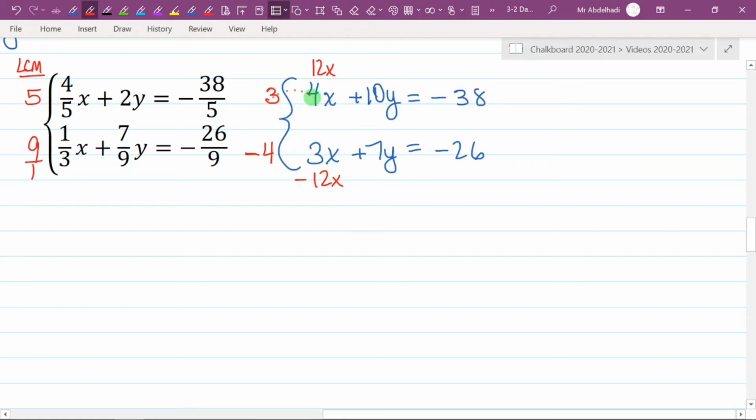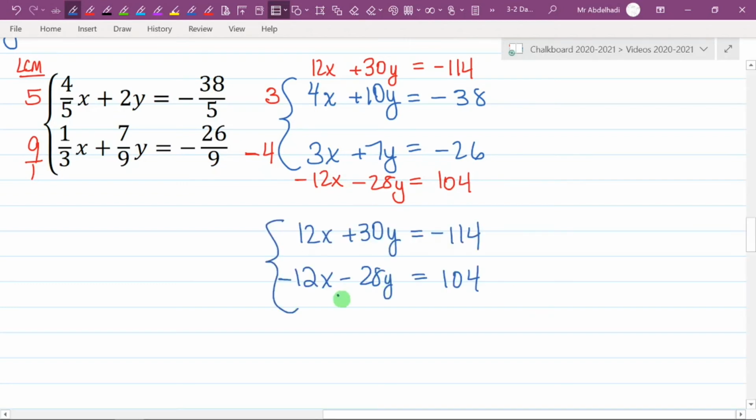So 3 times 4x is 12x. 3 times 10x is 30y, I'm sorry. And 3 times negative 38 is negative 90 plus 24, negative 114. On the bottom, this becomes negative 12x. This becomes negative 28y. And negative 4 times negative 26 is going to be positive 104. Let's take these two equations in red and make a new system out of them. Okay, and that's done now.